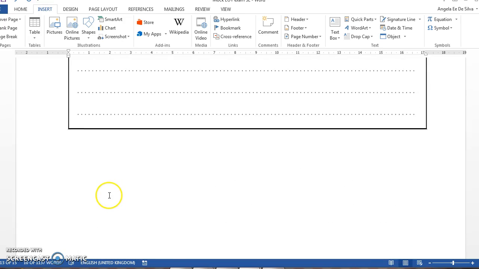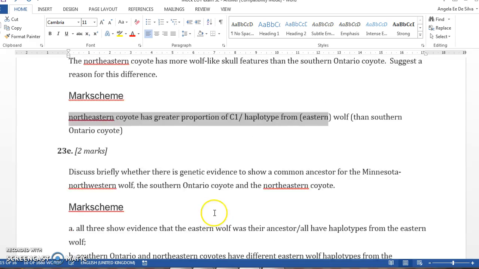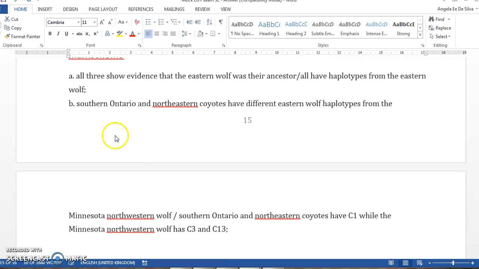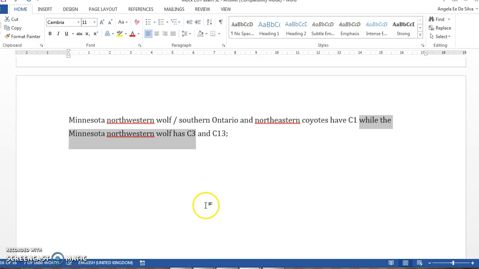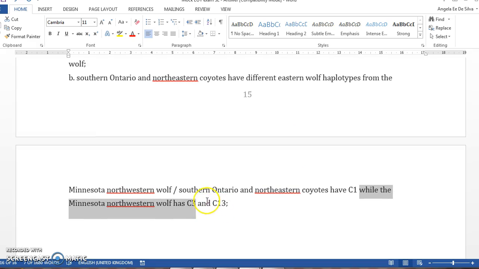And therefore, if we look at the answer scheme, I hope we will not be confused. The answer scheme states here that all 3 show evidence that the Eastern wolf was their ancestor because they all have haplotypes from the Eastern wolf. However, the Southern Ontario and Northeastern Coyotes have different Eastern wolf haplotypes. They were different from the Minnesota Northwestern wolf. Or you can state that the Southern Ontario and Northeastern Coyotes have the C1 haplotype, while the Minnesota Northwestern wolf has the C3 and C13 haplotypes. And therefore, that's your answer.